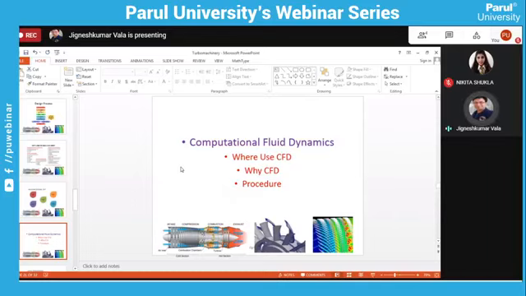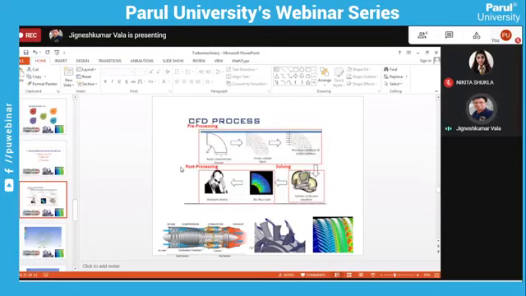Right. So we will not go much into the details of computational fluid dynamics. So I am directly jumping to the CFD processes: pre-processing, post-processing, and solving. These three are very important.